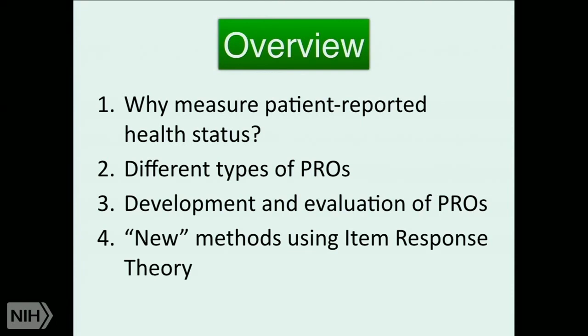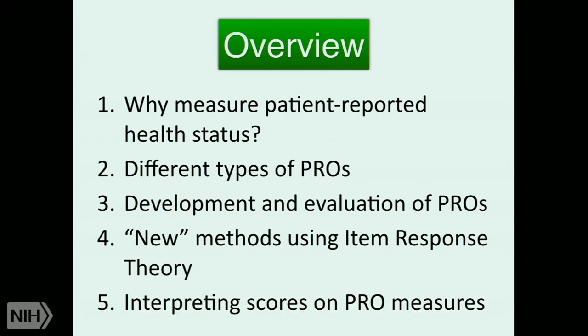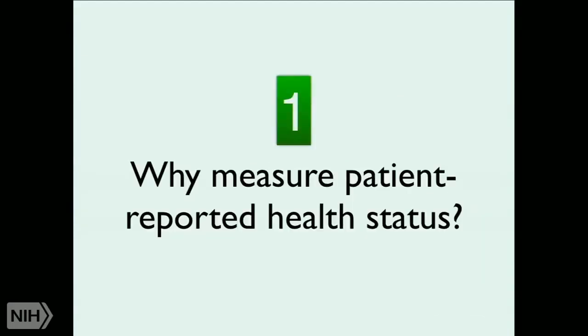We want to talk about some new methods for doing patient-reported outcomes research using item response theory. And I put new in quotes because it's new for health measurement, but it's not new for measurement in general. Education testing folks have been doing this for a long time, so we're a little late to the game, but there are some exciting developments, so we want to mention those. And then finally, we want to say a word about interpreting scores that you get out of patient-reported outcome measures. Okay? So let's start with the first. Why measure patient-reported health status?